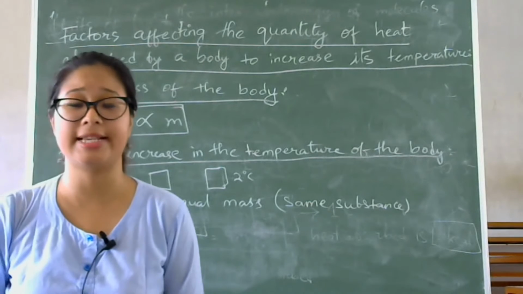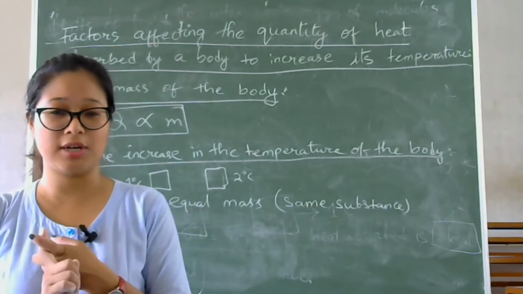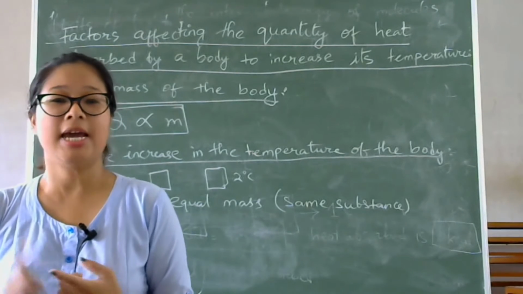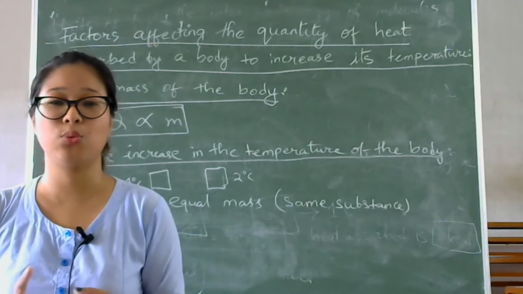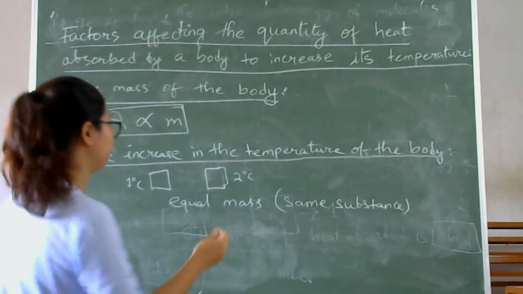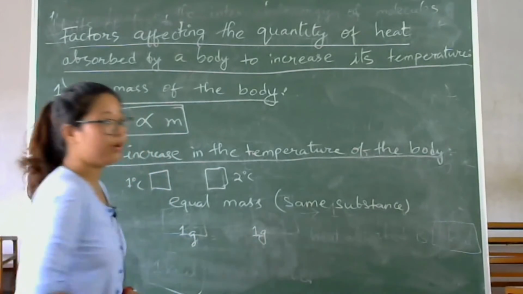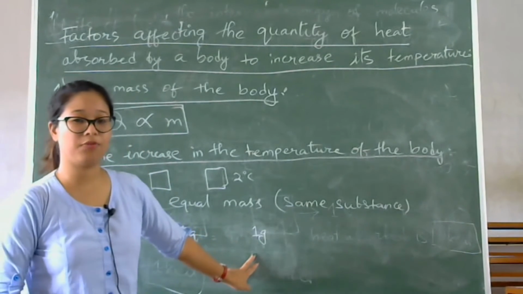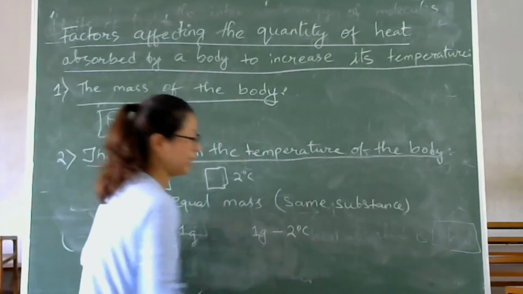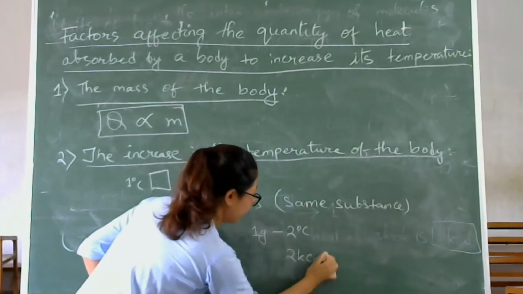Let us consider a substance, water. Now 1 gram of water, if I want to raise its temperature by 1 degree Celsius, the heat absorbed will be equal to 1 kilocalorie. And if I take 1 gram of water and I want to raise it by 2 degrees Celsius, then the heat absorbed will be equal to 2 kilocalorie.